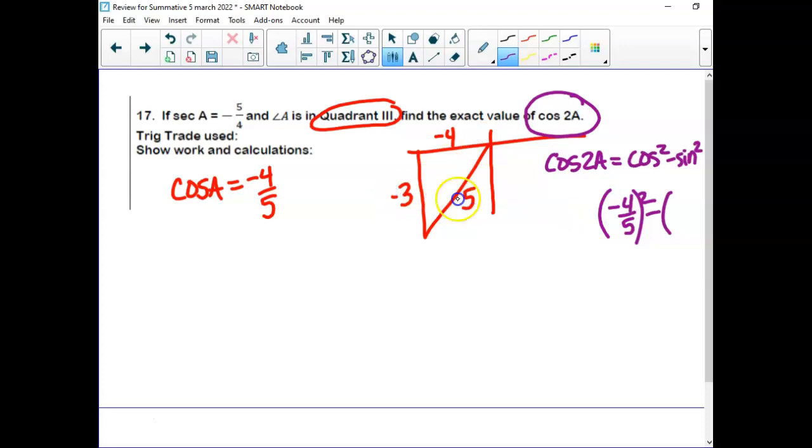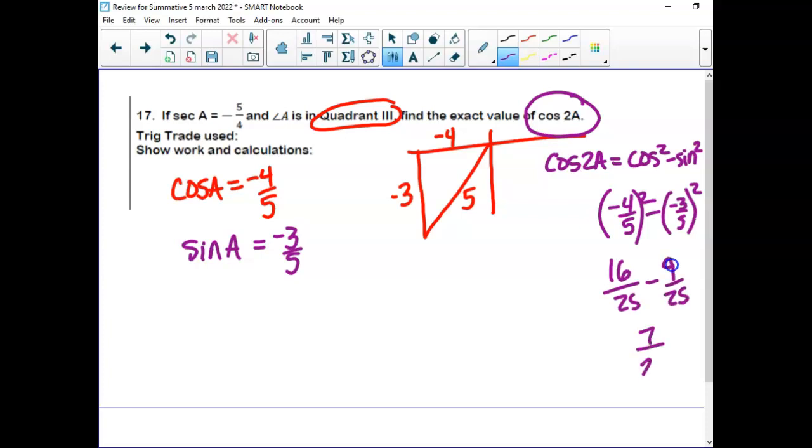What would the sine squared be of this? Well, sine of A is -3/5. And it honestly wouldn't matter if you forgot the negative in this particular one because you're squaring it. Then you could type it in, but it should be 16/25 minus 9/25. I think you get 7/25. If it was sine of 2 theta or tangent of 2 theta, you would have had to use the whole triangle. But there's a shortcut for this one, guys.